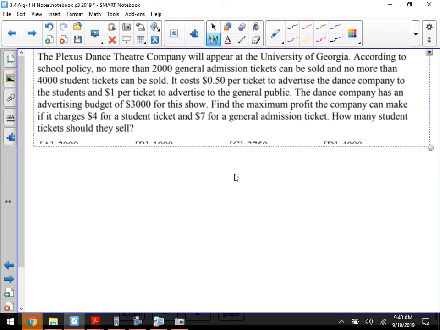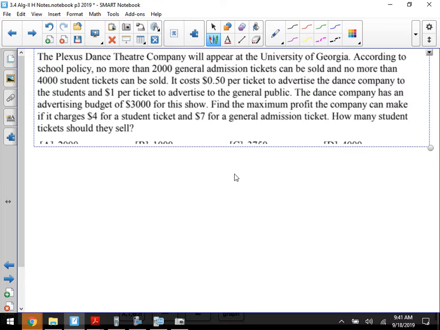You have a dance company that's appearing at the University of Georgia. According to the school policy, no more than 2,000 general admission tickets can be sold, and 4,000 tickets for students can be sold. You have 50 cents per ticket to advertise for the students, and $1 per ticket to advertise for the general public. The dance company has an advertising budget of $3,000 for the show. Find the maximum profit the company can make if it charges $4 for a student ticket and $7 for general admission. Now, some people read into this a little bit too far than it needs to.